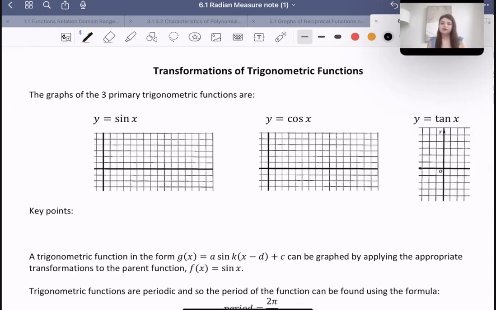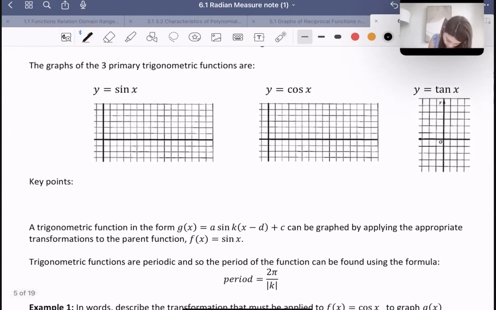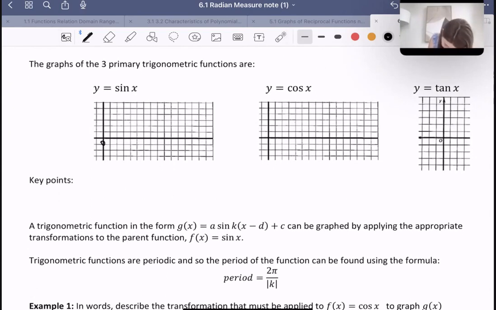Okay, so with sine, we're going to start with 0, and then we're going to go 1, 2, 3, 4, like that. Excellent. And then as we know, we're going to go up to 1 and down to -1. So we're going to start here at 0, 0, and then we're going to go here at pi over 2, pi, and then 3 pi over 2, and then 2 pi.